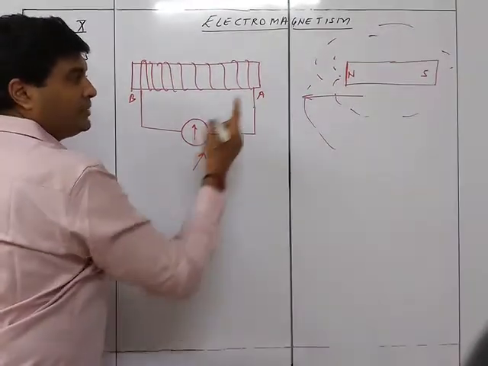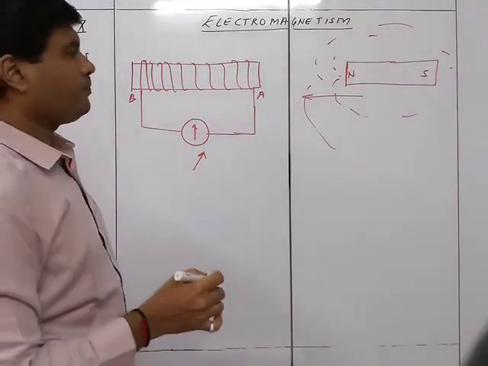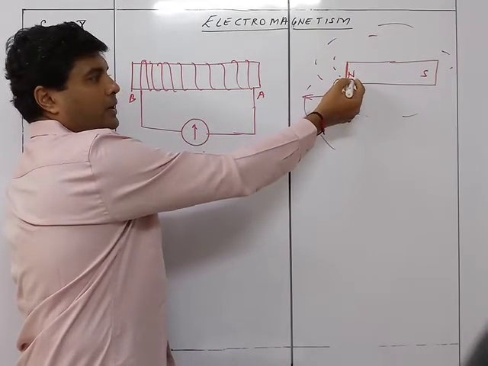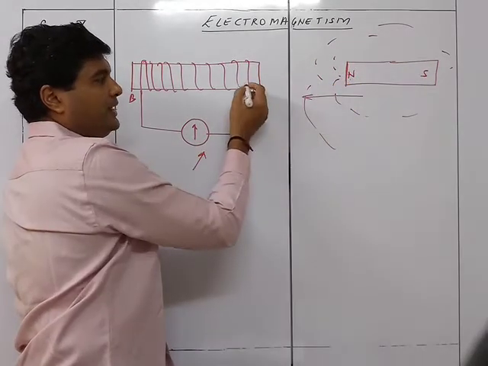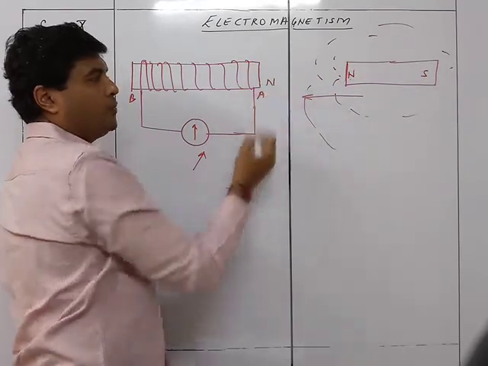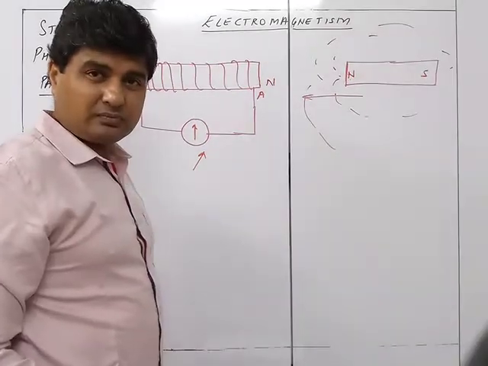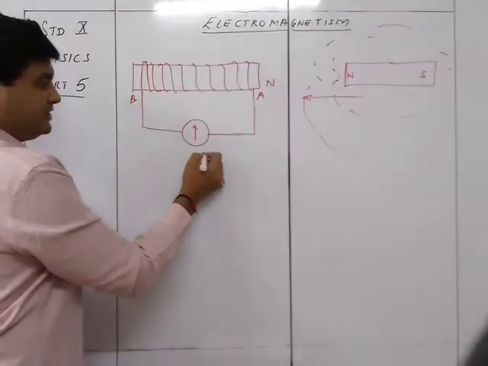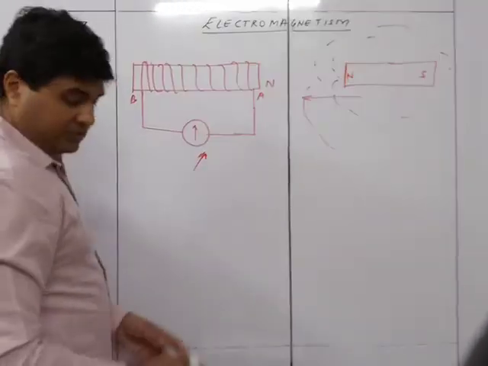So now here what will happen is when you bring this, if it is a north pole over here, you will find that there will be a generation of a north pole over here. Okay, so the deflection will be in this direction. This is the first condition.